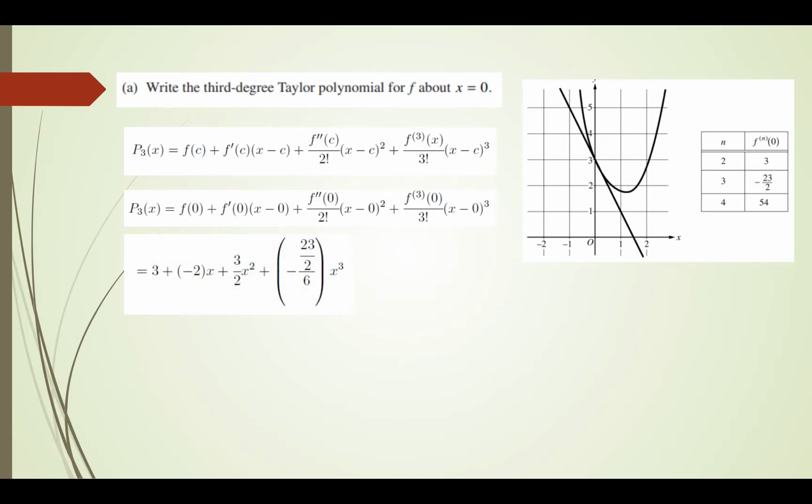And so that's what this is showing right here. f of 0 is 3, f prime of 0 is negative 2, etc. And so we're just filling in all those f of 0 and derivatives at 0 using, again, this graph and this chart. Of course, we can simplify a little further. 23 halves divided by 6 will be 23 twelfths. But this is it right here. This is your third degree Taylor polynomial for f centered at x equals 0.